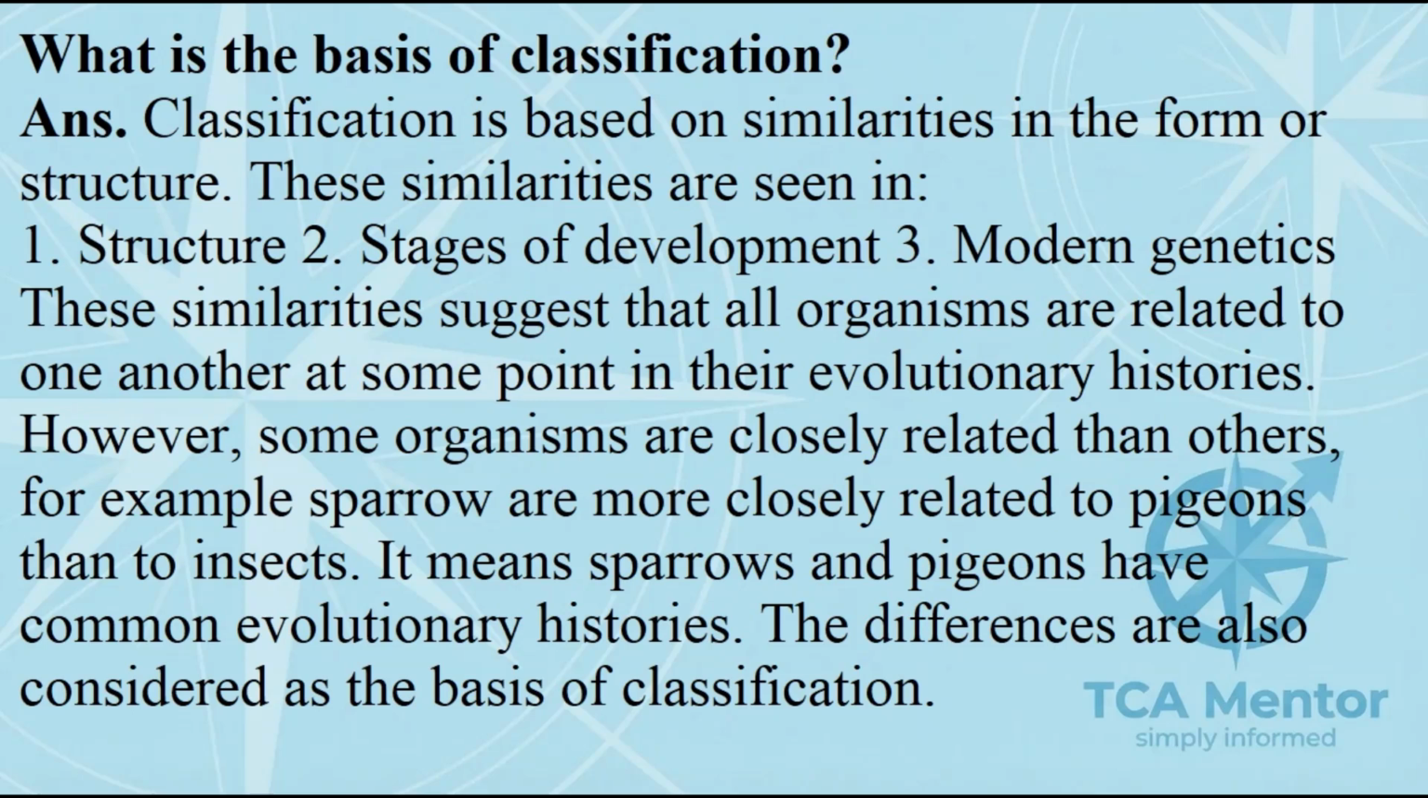What is the basis of classification? ANS. Classification is based on similarities in the form or structure. These similarities are seen in structure, stages of development, modern genetics. These similarities suggest that all organisms are related to one another at some point in their evolutionary histories. However, some organisms are more closely related than others. For example, sparrows are more closely related to pigeons than to insects. It means sparrows and pigeons have common evolutionary histories. The differences are also considered as the basis of classification.